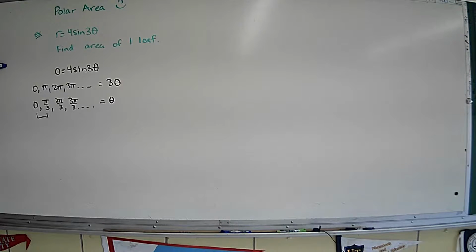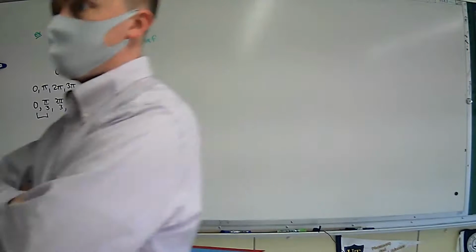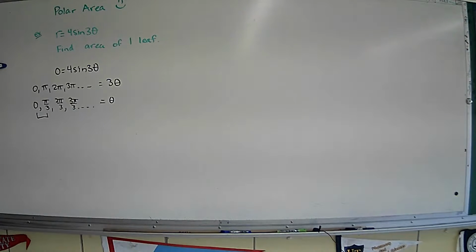Since Desmos defaults to 0 to pi whenever you type in a polar graph, and it has 3 leaves, can you just use that? So that is using your brain a little bit. And in this case, that worked. I don't know that that's always going to work, but in this case, that definitely does work. So now, we've got our bounds.